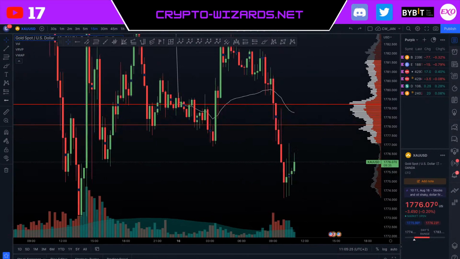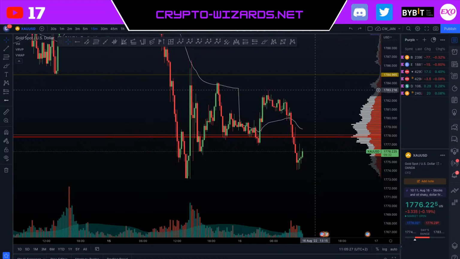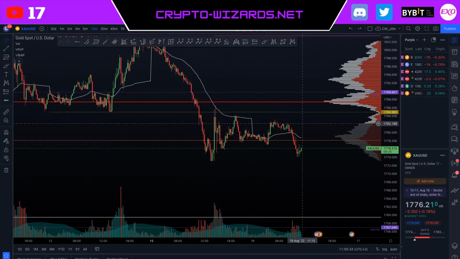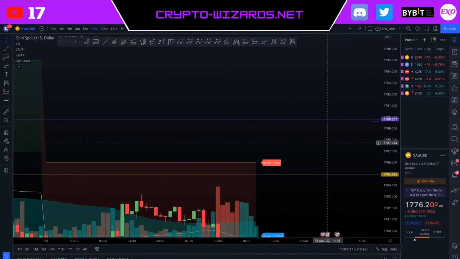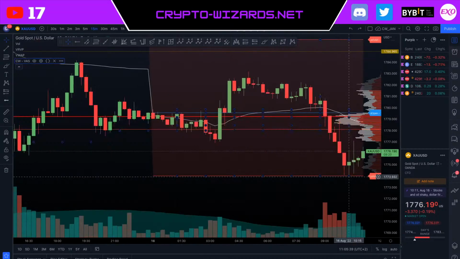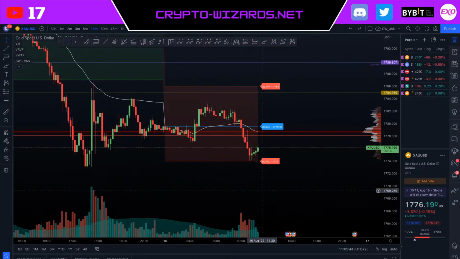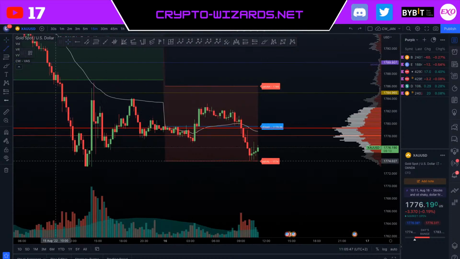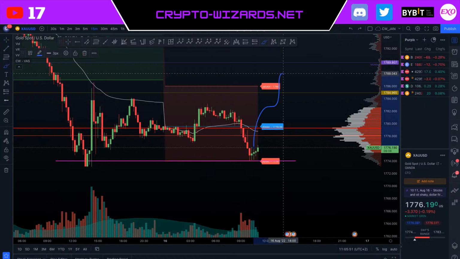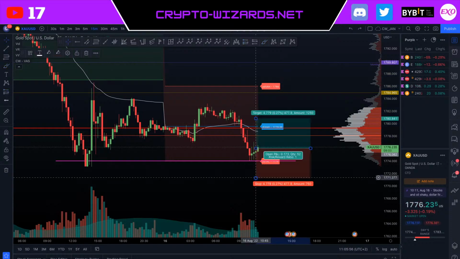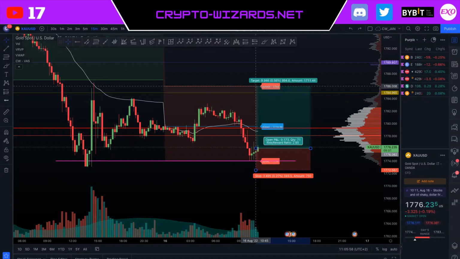On gold they are much more active, even though it's creating some range too, between like 1774 and 1782. Daily open in the middle, bouncing from the previous day value area low. If we hold this, there is a high probability we remain range bound, and we would be looking for the previous day value area high to be hit.